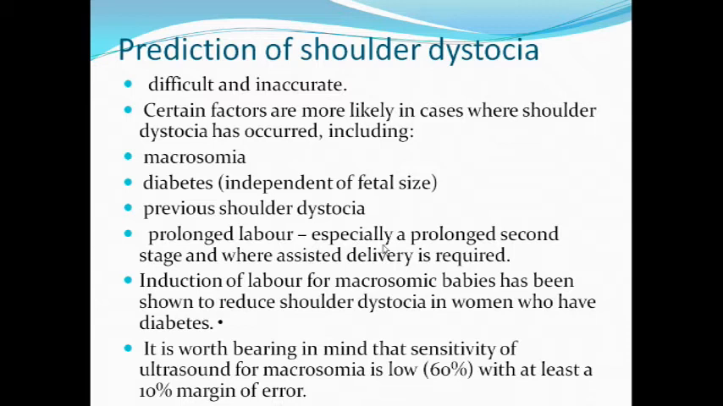So if the baby size is more, there is a chance of prolonged labor. The baby will not descend. In that case you have to think that if the baby size is more, the labor is prolonging, and we need an assisted delivery. In this case, the chances of shoulder dystocia are more. Induction of labor for a macrosomic baby has been shown to reduce shoulder dystocia in women who have diabetes.